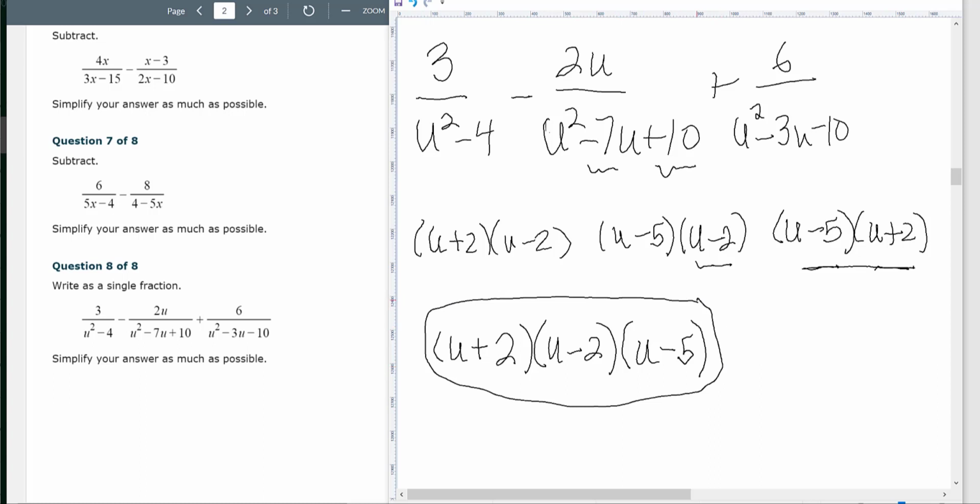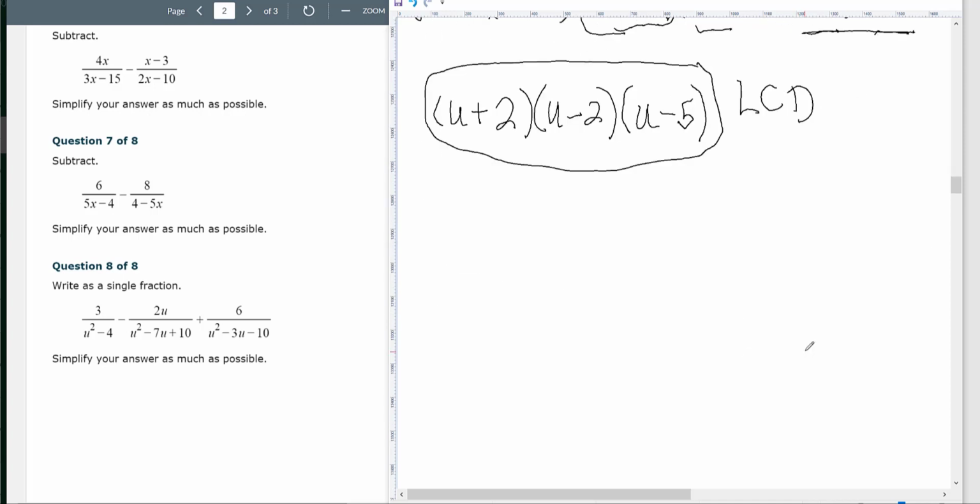I don't need to include that u minus 2 two different times. I just need to include it once. And the same thing with the u minus 5. So again, because I had 3 denominators this time, and they had nothing in common, I list the first denominator, u plus 2, u minus 2, and then I go through and I include the factors that the other 2 don't have. And by the time I got to the third one, all of the factors were already there. So this is my least common denominator.